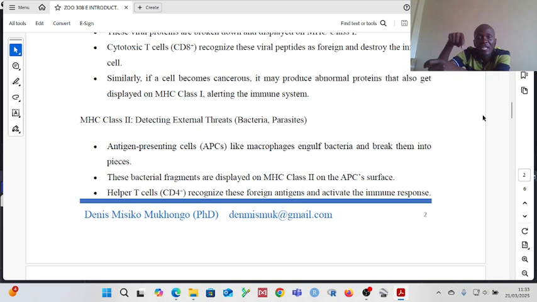zinapiga patrol na zinaangalia, zinaona whatever is being displayed on the surface of the antigen presenting cell is actually belonging to a bacteria or a parasite. A bacteria or a parasite is foreign. So once the helper T cell recognizes it as being foreign, it now activates the immune response so that it can clear it. Okay.